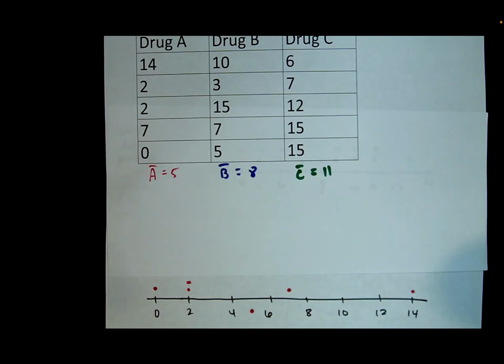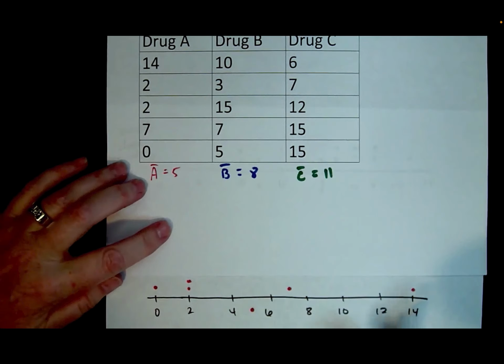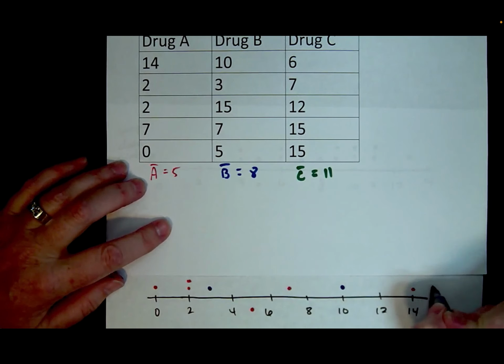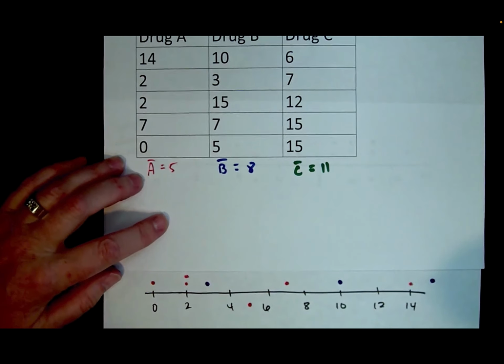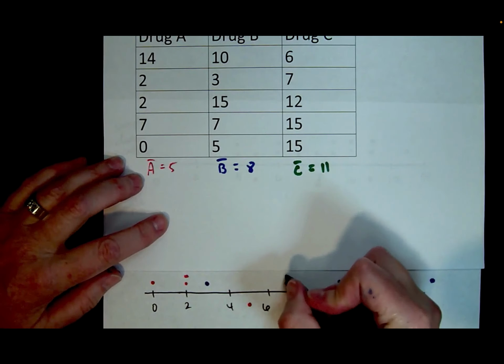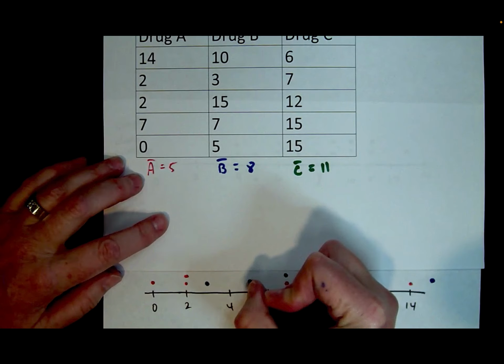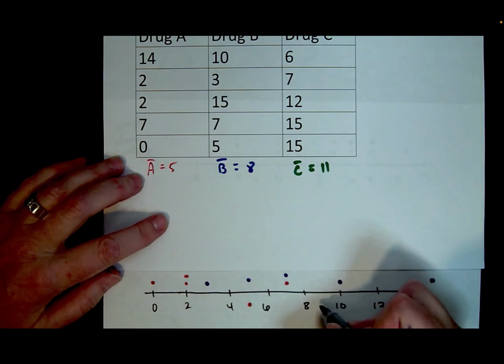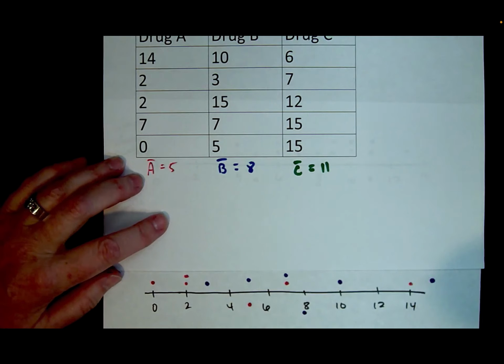Let's put in the dots for drug B. Drug B has a 10, a 3, a 15, a 7, and a 5. And the mean for drug B is 8, so I'll put a dot underneath the 8.